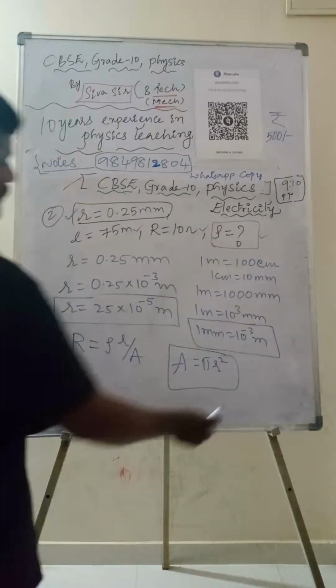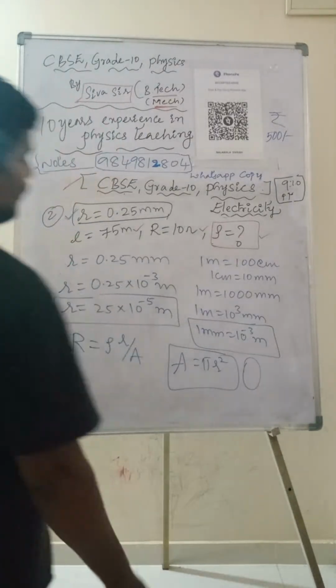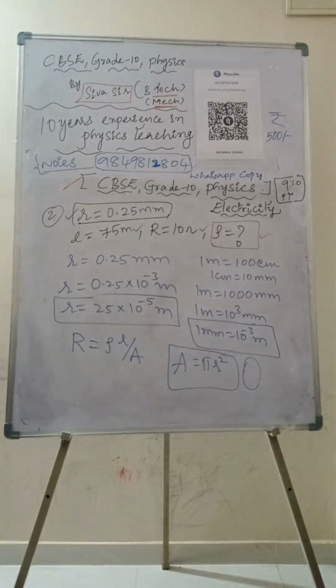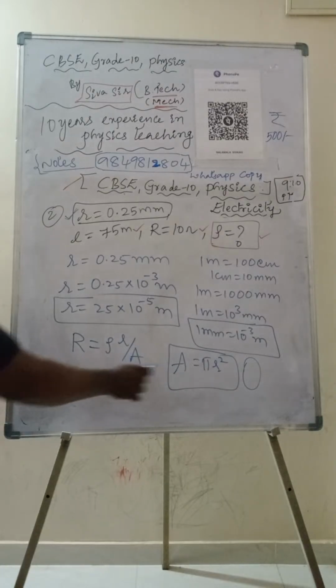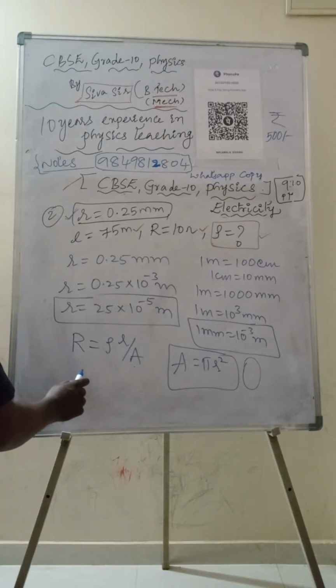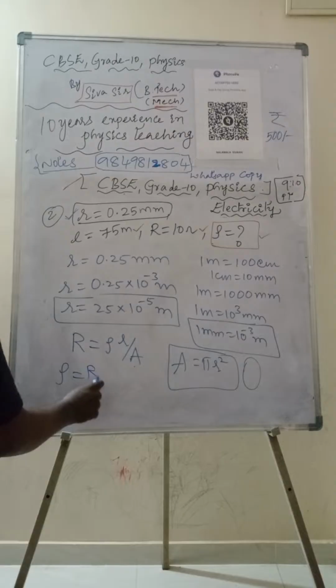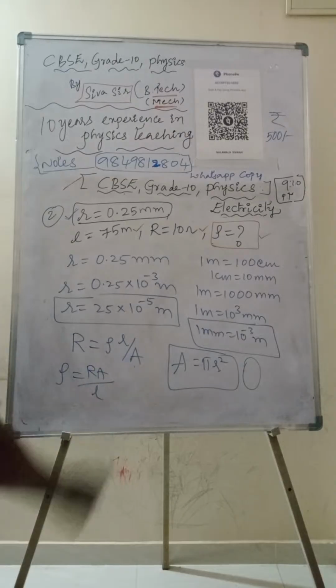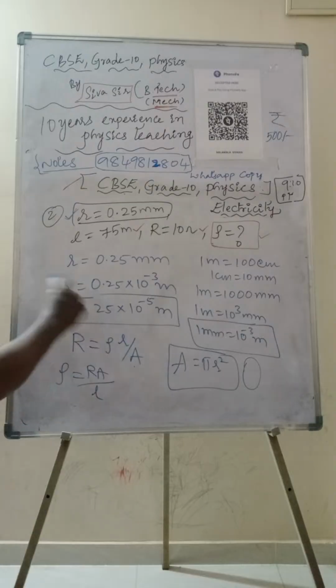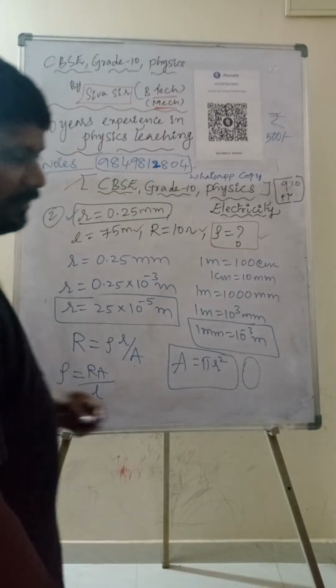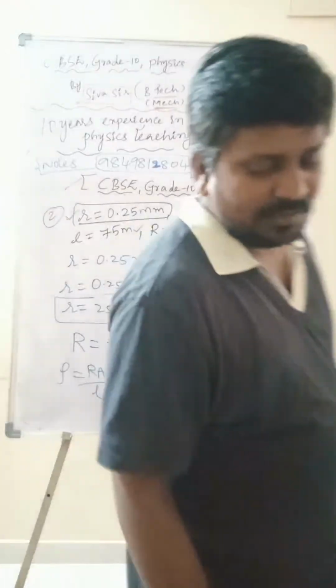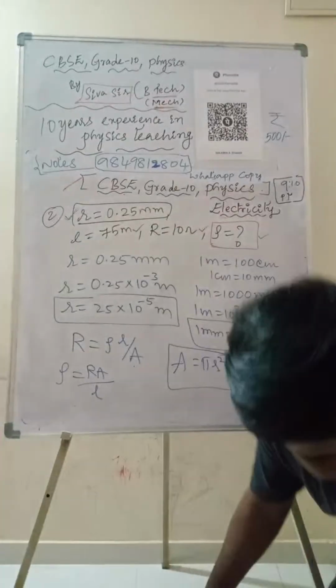You can take this circle, the area of the cross section, so we take pi R square. We need to find the resistivity. Resistivity is equal to RA by L. Now you can check. Try to do it, and if you have any doubts, you can check.